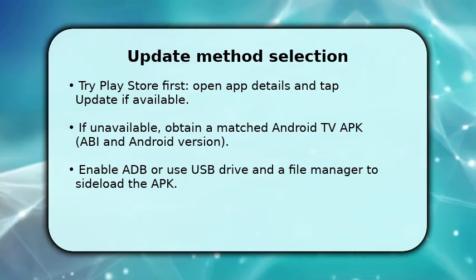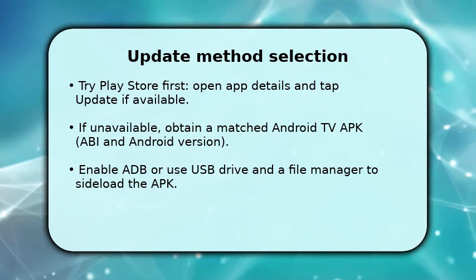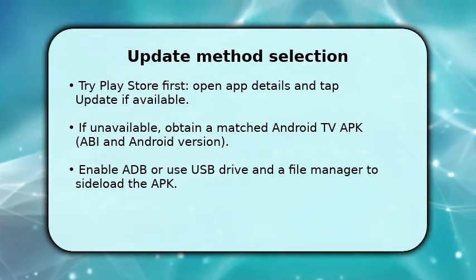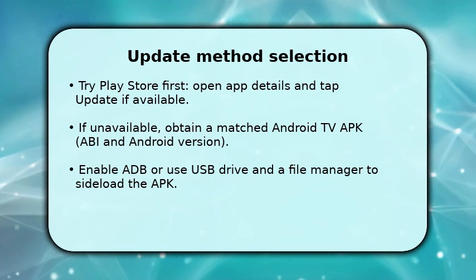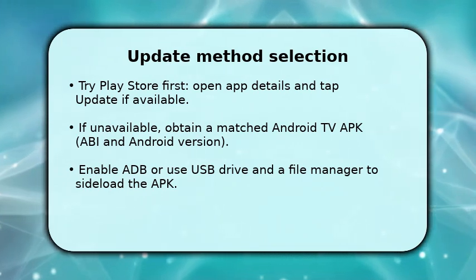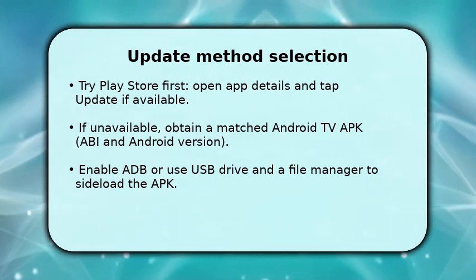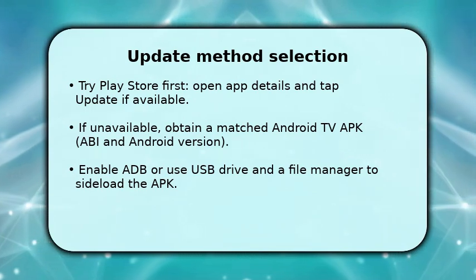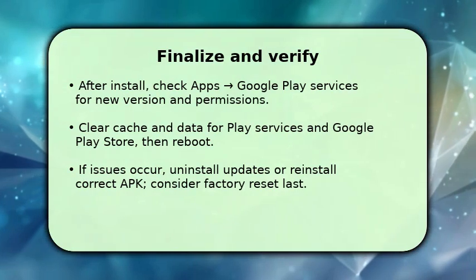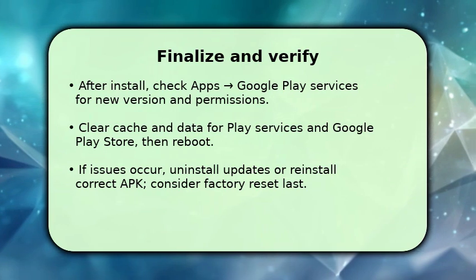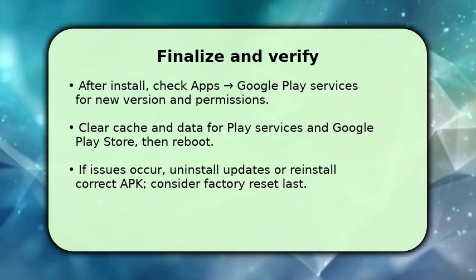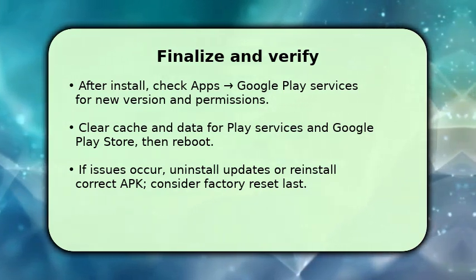Next, enable ADB debugging or copy the APK to a USB drive, open a TV file manager, and start the sideload install, prompt to replace or update the package. Once the installer finishes, verify the new version under Settings, right arrow, Apps, right arrow, Google Play services, and confirm it has the necessary permissions so dependent apps work properly.